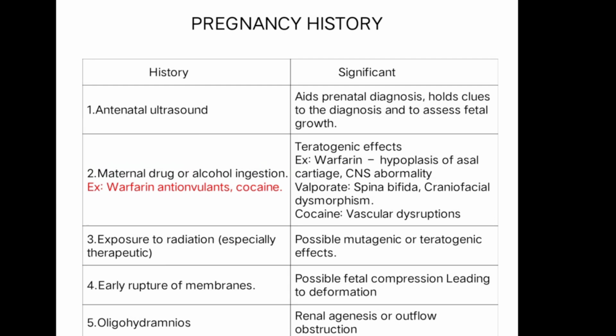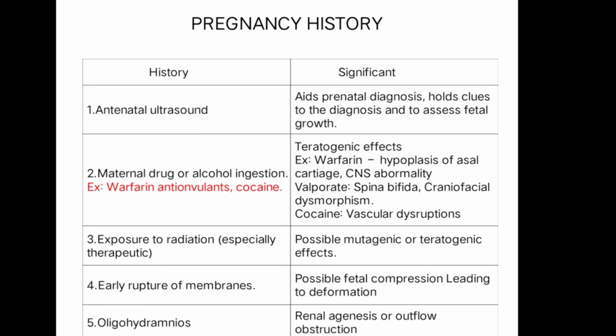Next, if a mother is exposed to radiation during her pregnancy, the baby may end up with a mutagenic or teratogenic effect. Mutagenic or teratogenic effect means deformity related to the limbs. Next, if there is early rupture of membranes, there is a chance of fetal compression, leading to deformation in the baby. Next, if a mother has oligohydramnios, there is a chance of the baby having renal agenesis or outflow obstruction. These are all part of the pregnancy history we ask from the mother.